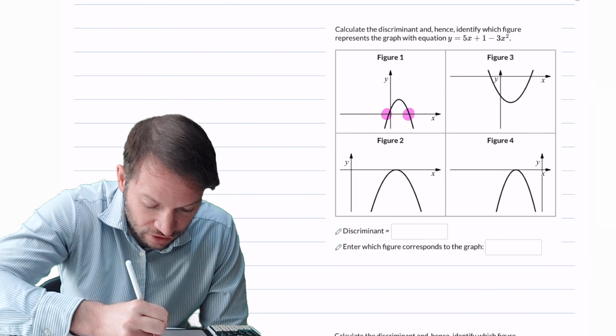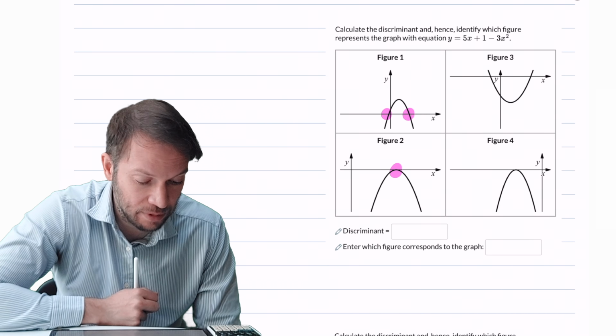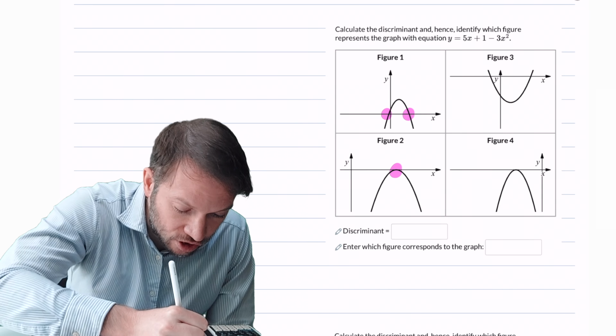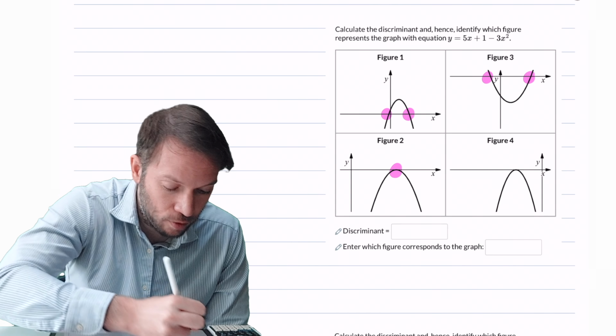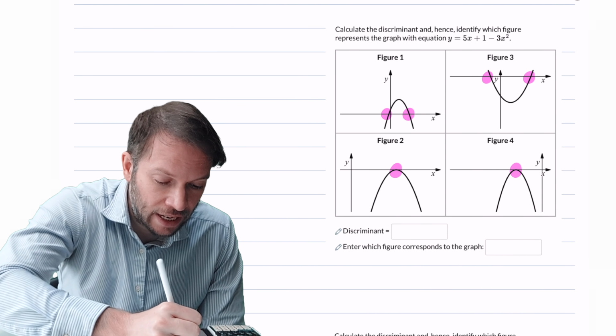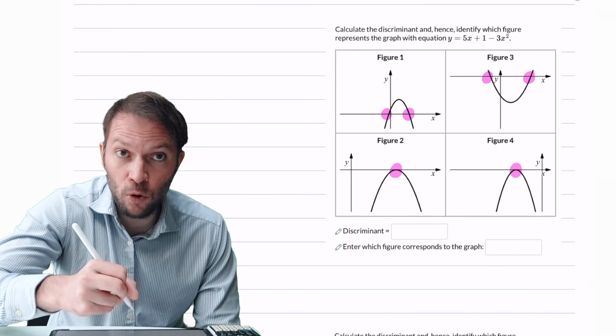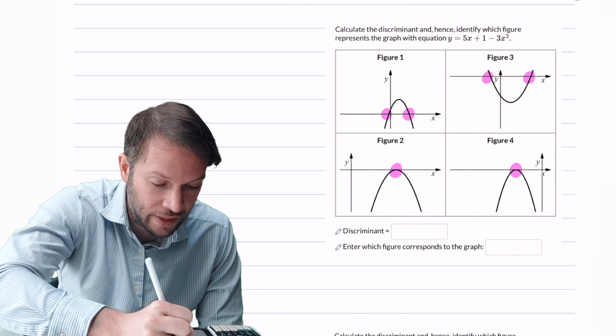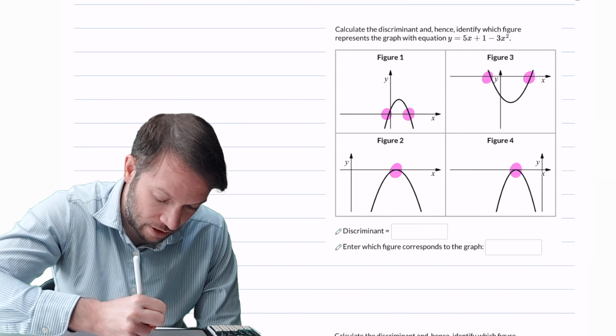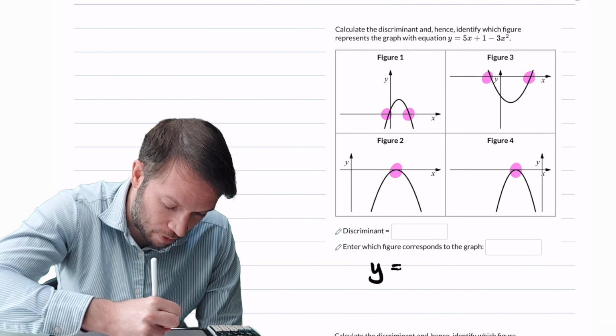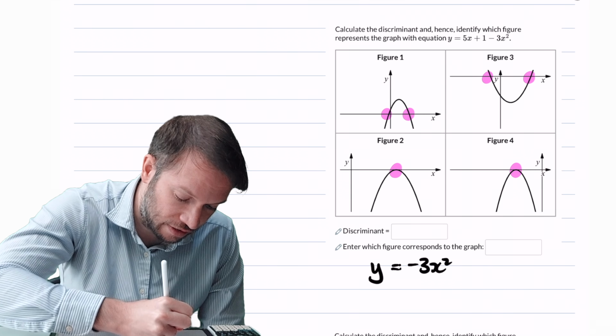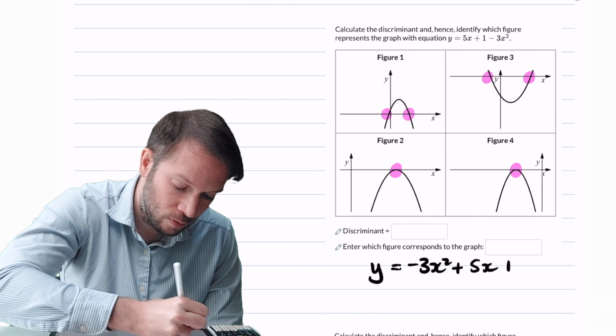Figure 2, that just has 1 root, 1 x-intercept, that point there. Figure 3 has 2 roots, and figure 4 has 1 root. Now let's write out this equation here again, but let's write it in the order where we have the x squared term first, then the x term, and then the constant term. So we've got y is equal to minus 3x squared plus 5x plus 1.